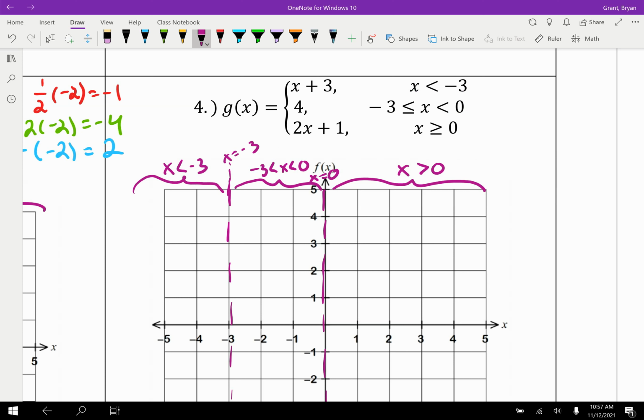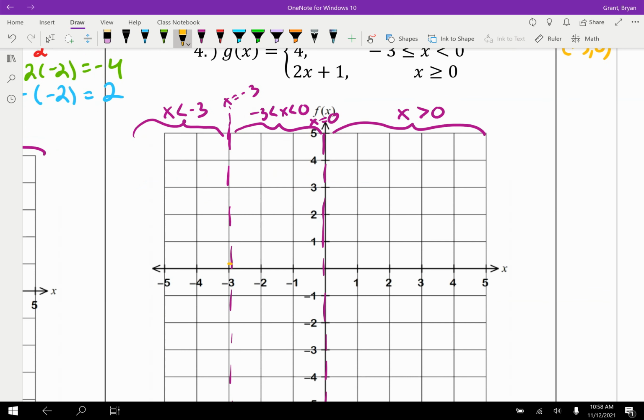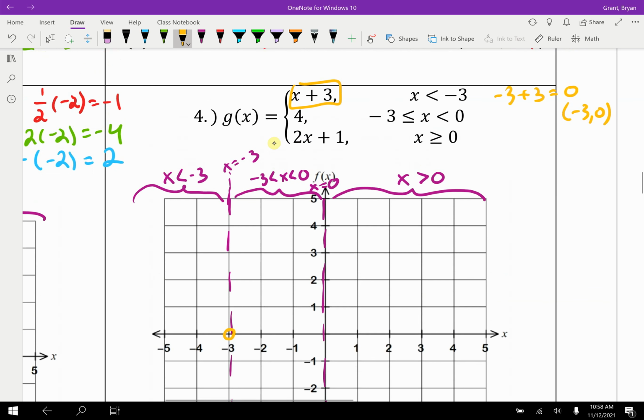All right, 3 sections probably means 3 pieces of lines, piecewise function. Let's start with our top one. I'll do this one in yellow, x plus 3. Now I know that that's less than negative 3, but it's going to have something to do with this wall. There's no equal, so open circle. When we substitute negative 3 in for x over here, negative 3 plus 3 is 0. So the x was negative 3, the output was 0. Negative 3 comma 0 is right here. It's on the x-axis. Open circle because there's no equals.